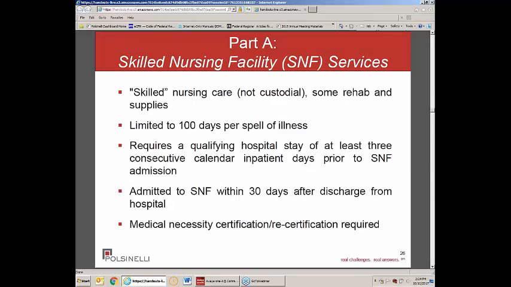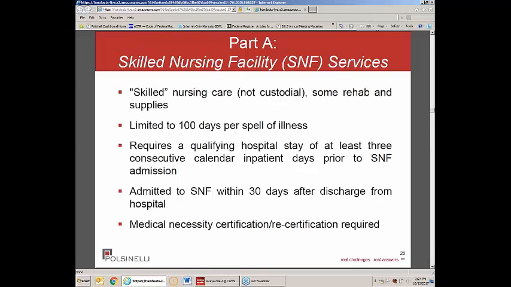Skilled nursing facility services. So this is post-acute care. You can go into a skilled nursing facility if you need skilled nursing. This is not custodial care. It's not basic assisted living or a basic nursing facility, but you need skilled nursing care, some rehab, and supplies. As I mentioned, you get 100 days per spell of illness for a SNF stay.